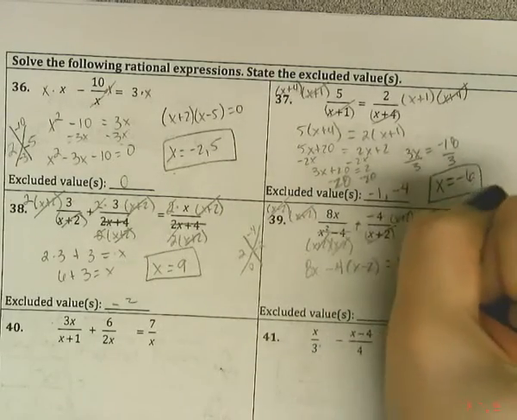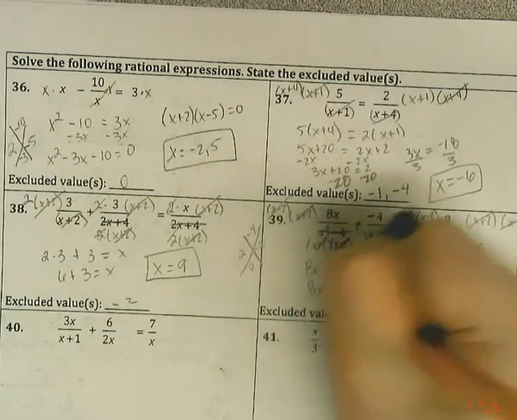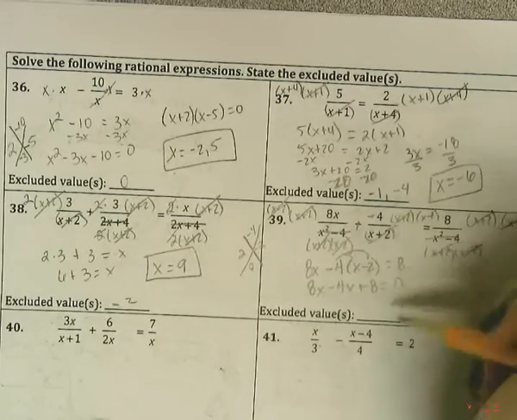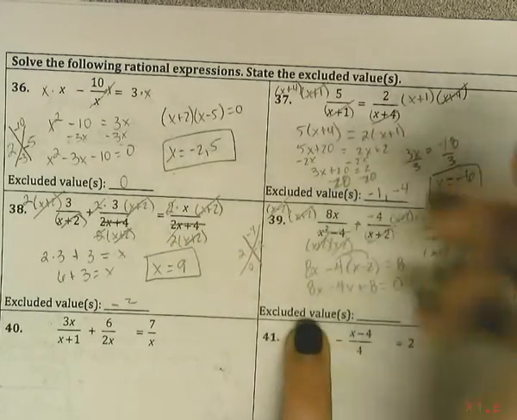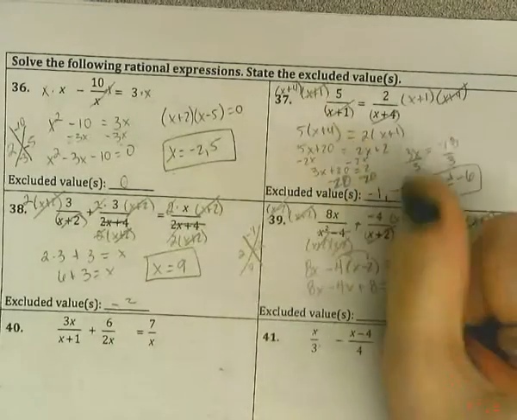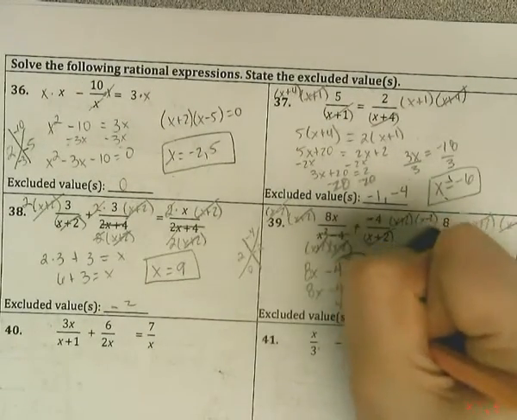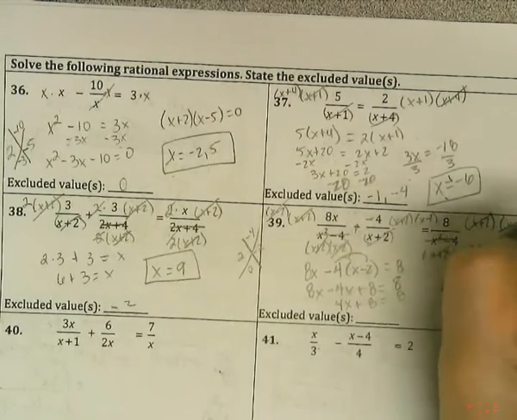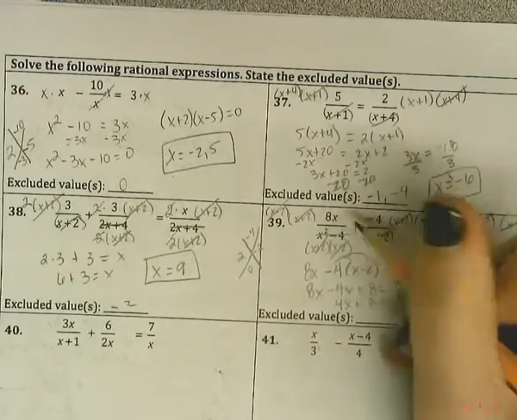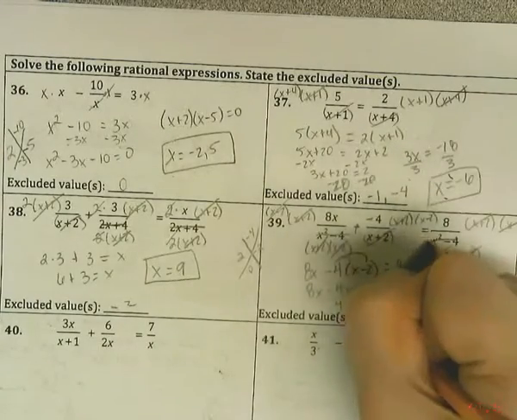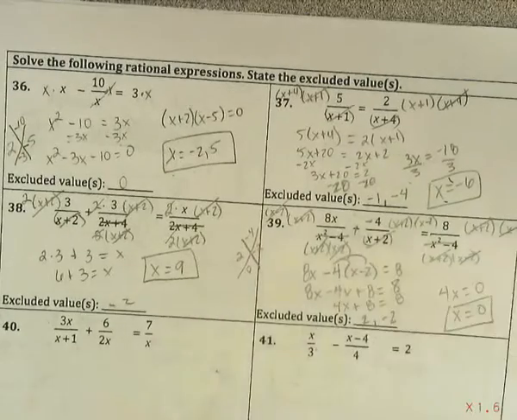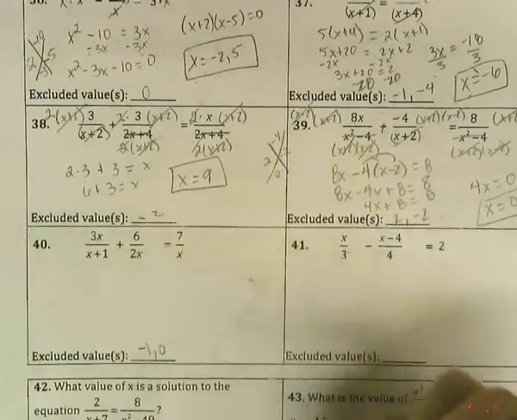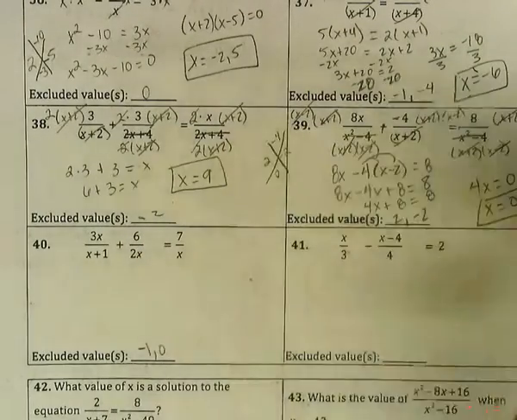equals 8. So 8x minus 4x plus 8 equals 0, equals 8. Sorry. Equals 8. So I get 4x plus 8 equals 8. 4x equals 0, or x equals 0. Now if I looked up here, plus 2, minus 2, x couldn't be 2 or negative 2. So we're good there. Number 40, x can't be negative 1 or 0. Sorry, I'm flipping around on that. I forget to do it.